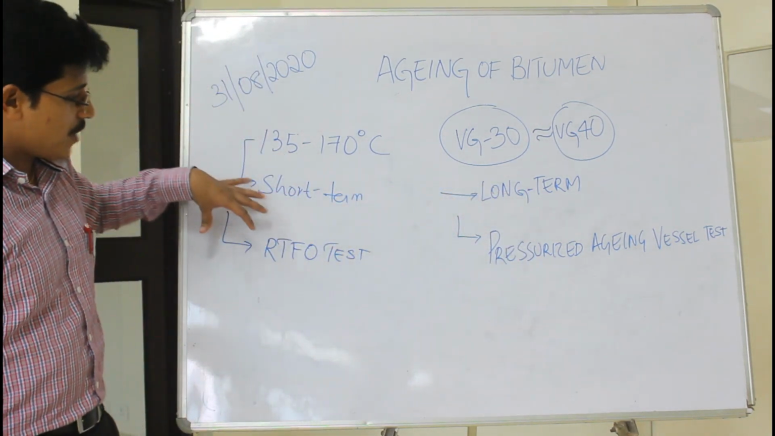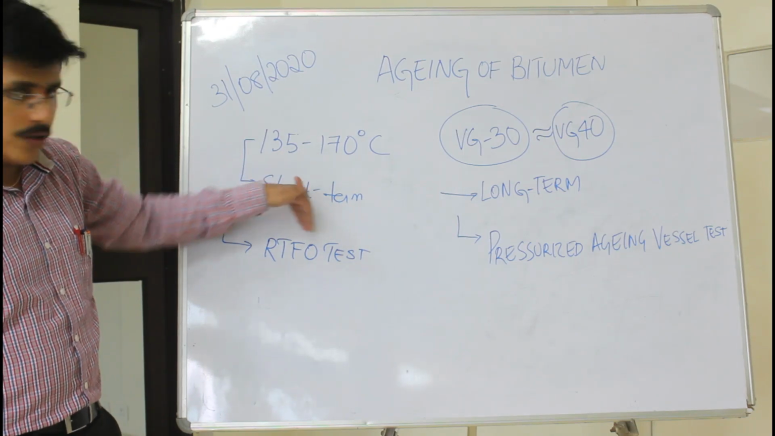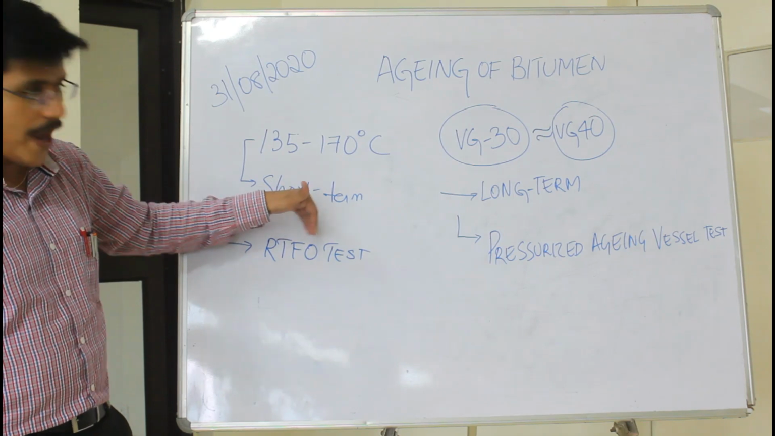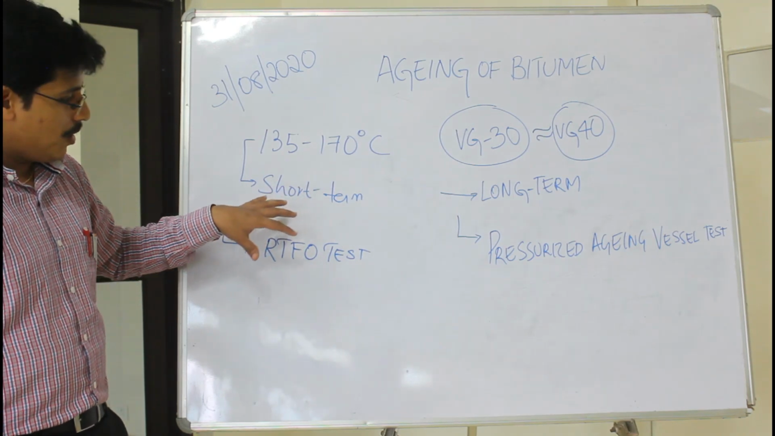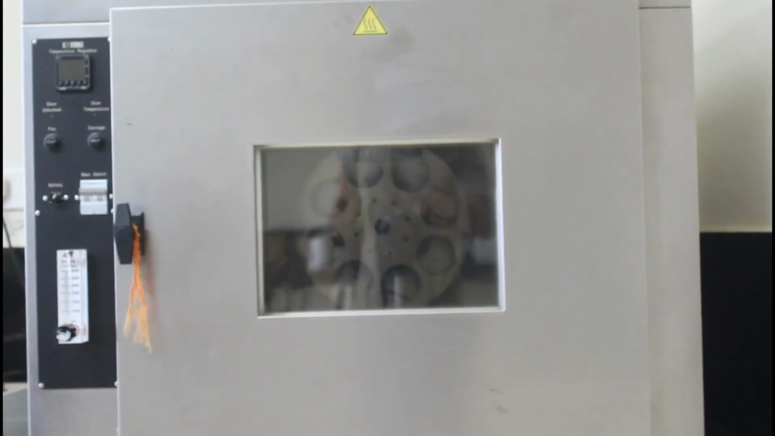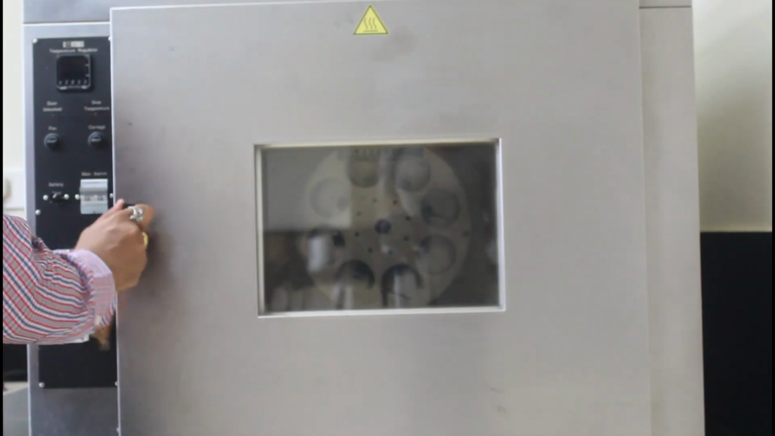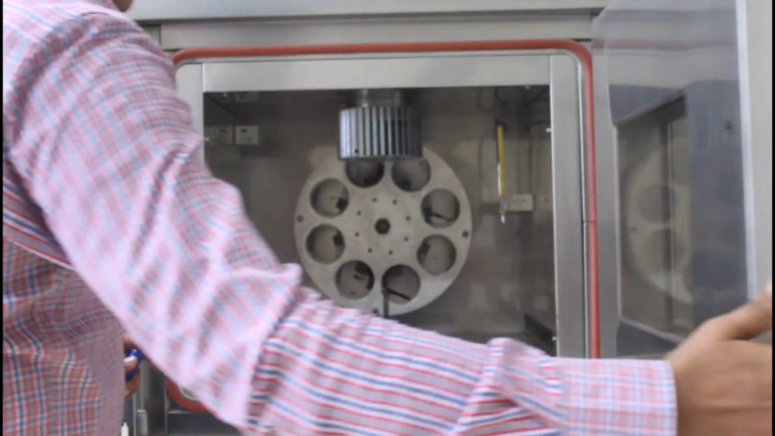So we will now start with the RTFO test, right? And we will see how the apparatus looks and what the different components of the apparatus are, and we will see what output this particular short-term aging will give you. Now this is the rolling thin film oven apparatus. So now if you open this door, we have certain components in it.